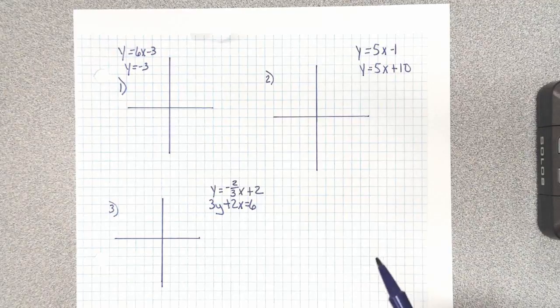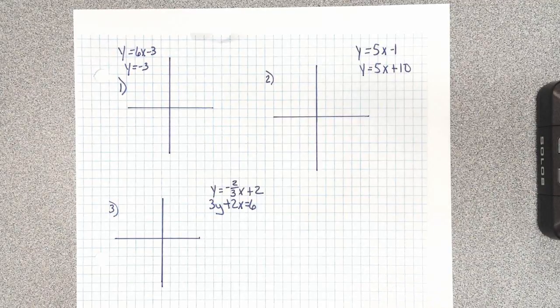Now, if you're able to look at the equations and you know just by looking that they're either a no solution or an infinitely many solutions, I'm okay with you just writing that down. But if you don't know, then go ahead and graph both equations.